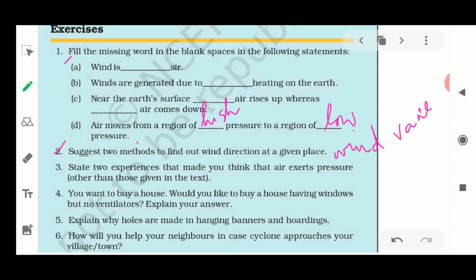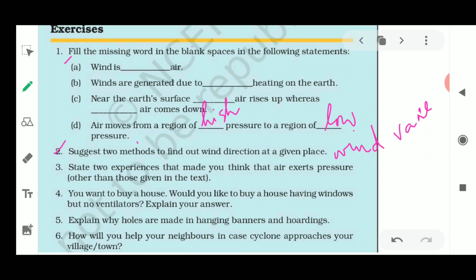The third question is: state two experiences that made you think that air exerts pressure, other than those which are given in the text. So you have to write some more experiences, not given in your text, that air exerts pressure. In the text it was given that air was exerting pressure on the tire tube and in the football, and it burst the balloon because the air was exerting pressure. So you could write some more activities, like tree leaves and branches moving due to the pressure exerted by the air in the form of wind.